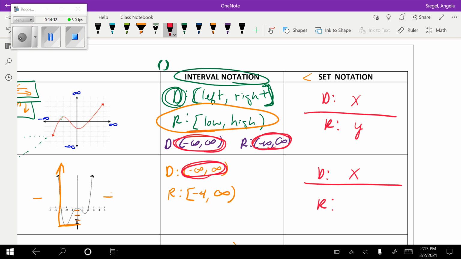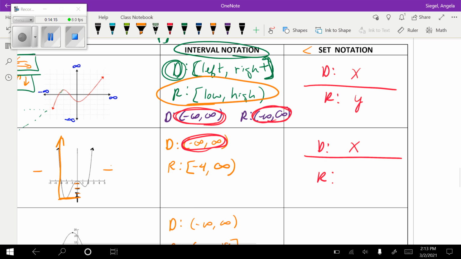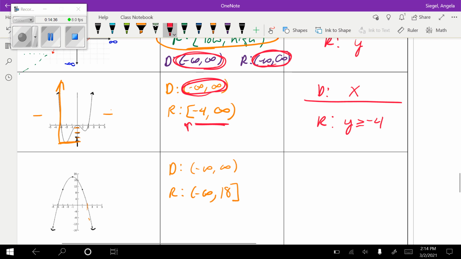But let's look at the range here. So it starts at -4 and it goes to positive infinity. So that means that our y values have to be greater than or equal to, because of that bracket, -4. So y is greater than or equal to -4.